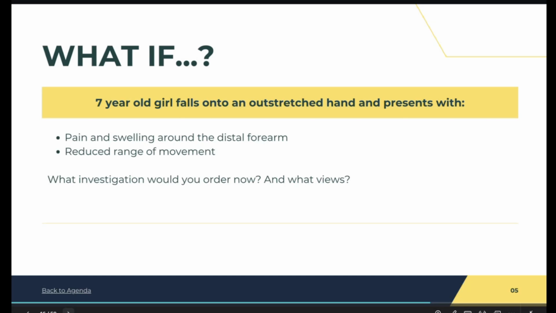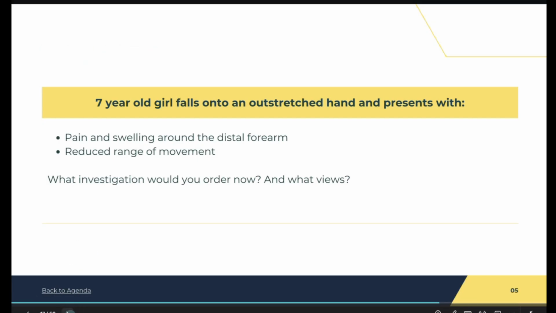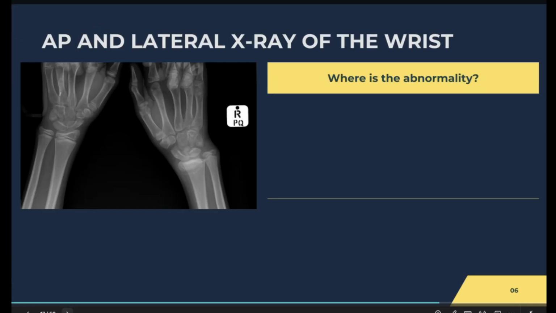Wrist X-ray still is one of the answers. X-ray wrist views first. If scaphoid ossifies sufficiently, then do the extra projections. So you would do an AP and lateral X-ray of the wrist in this scenario. Can anyone tell me where the abnormality is?